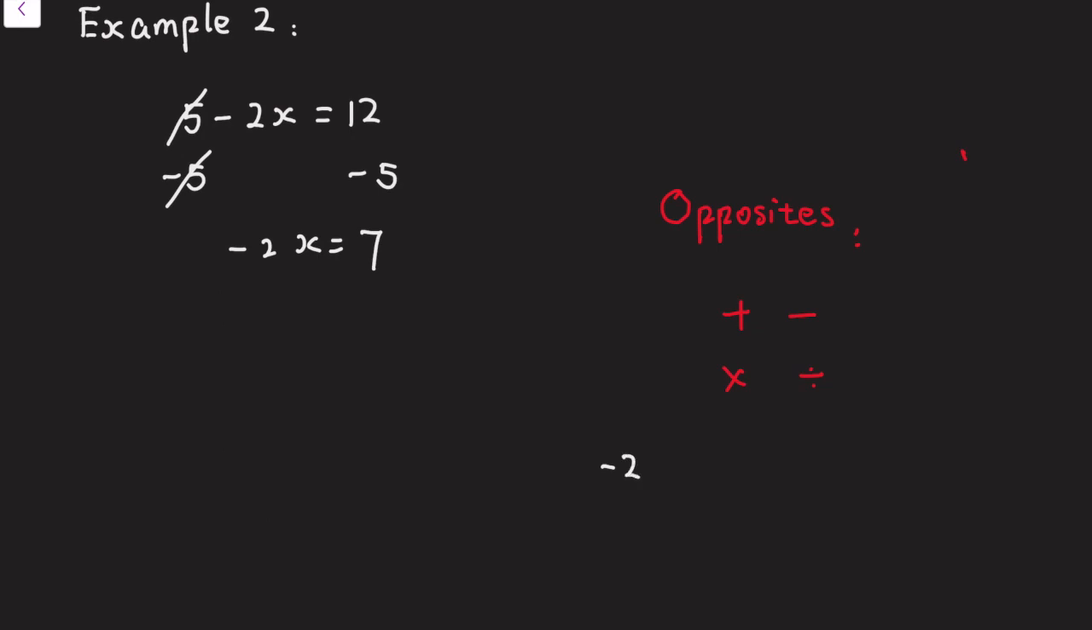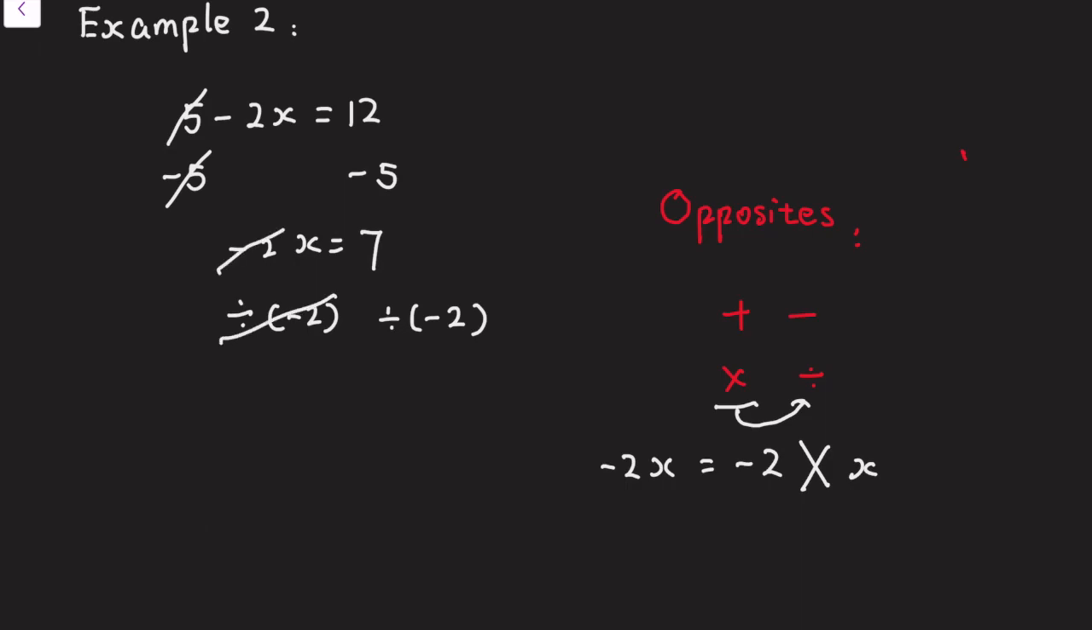As we know, minus 2x equals minus 2 times x. The opposite of multiplying is dividing, so we are going to divide by minus 2. On the right-hand side, 7 is going to be divided by minus 2 as well. Then the answer is minus 7 over 2.